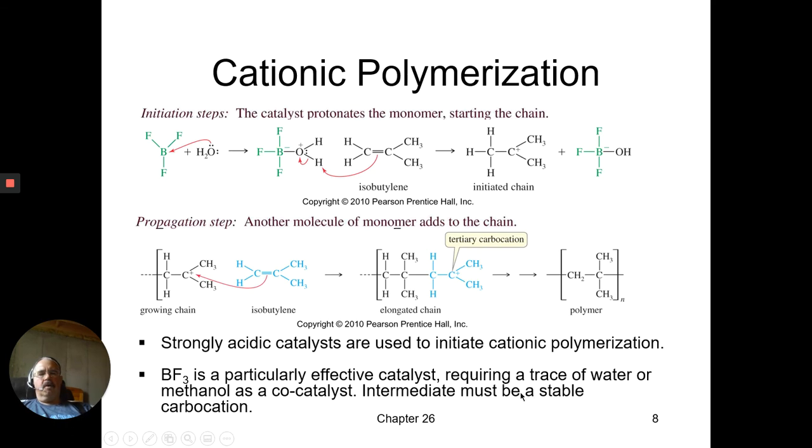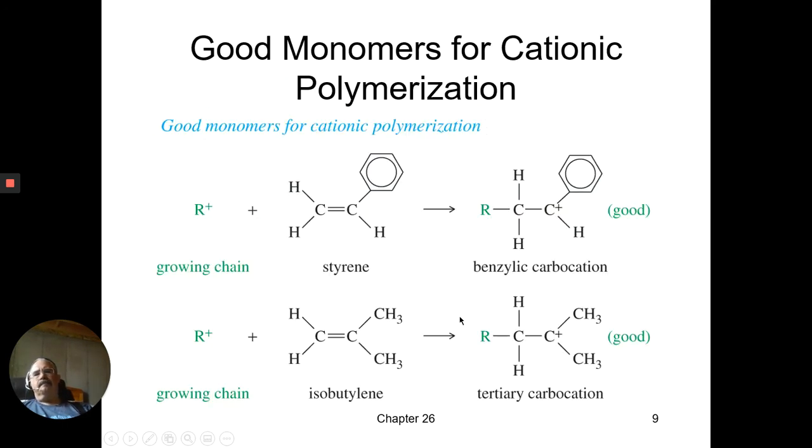In order for this to occur, the intermediate must be a stable carbocation. Okay, so here you can see it's a tertiary carbocation. So these are some good monomers for cationic polymerization. Styrene. Okay, we also saw we could use free radical polymerization for styrene, but this produces a benzylic carbocation. Isobutylene is a good monomer because it produces a tertiary carbocation as an intermediate.